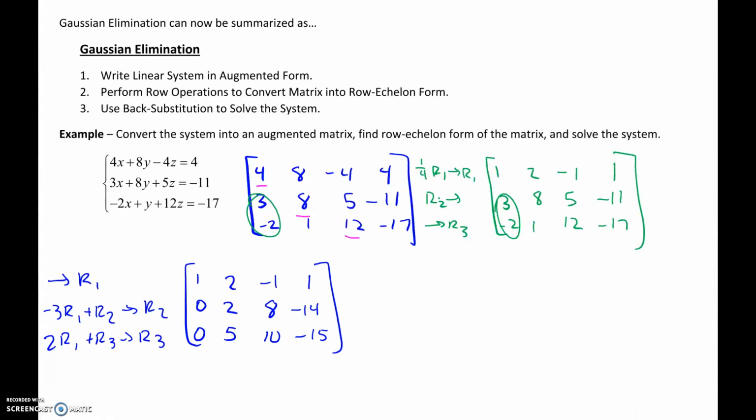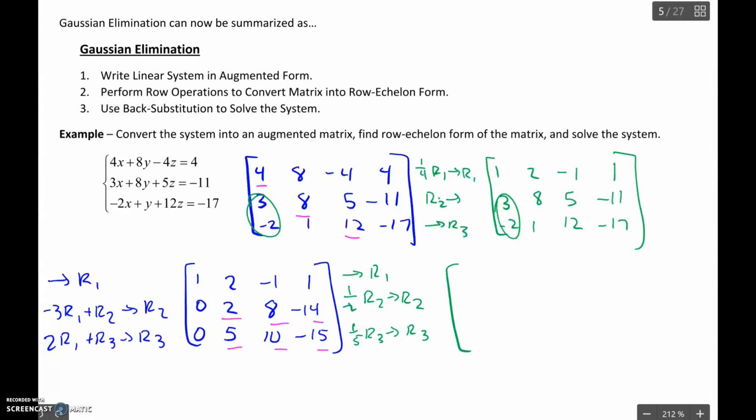Okay, I noticed quickly that these all have a 2 in them, and these all have a 5 in them. So those are really easy to reduce, so let's go ahead and do that. So I'll go back to green. I'm going to keep row 1, and do 1/2 row 2 to my new row 2, and 1/5 row 3 to my new row 3. 1, 2, -1, 1, 0, 1, 4, -7, 0, 1, 2, -3.